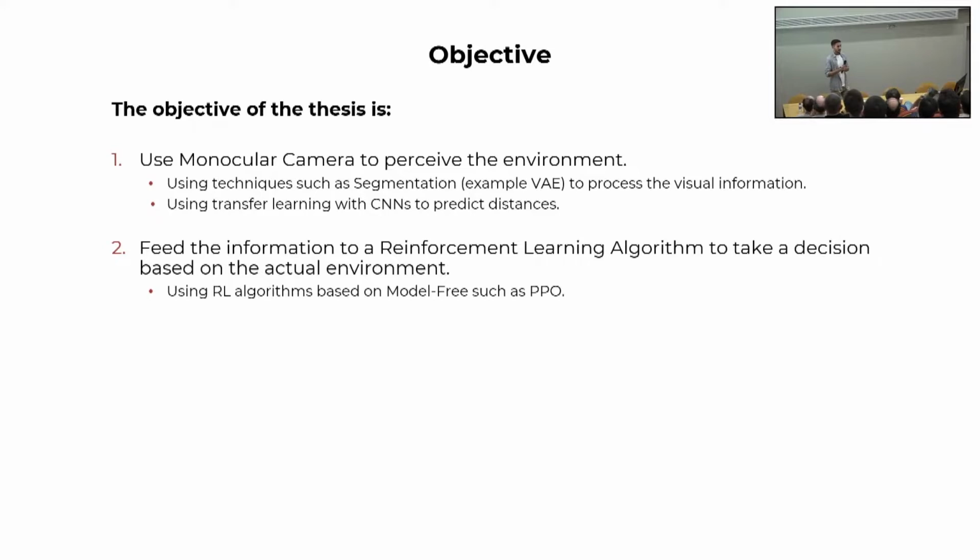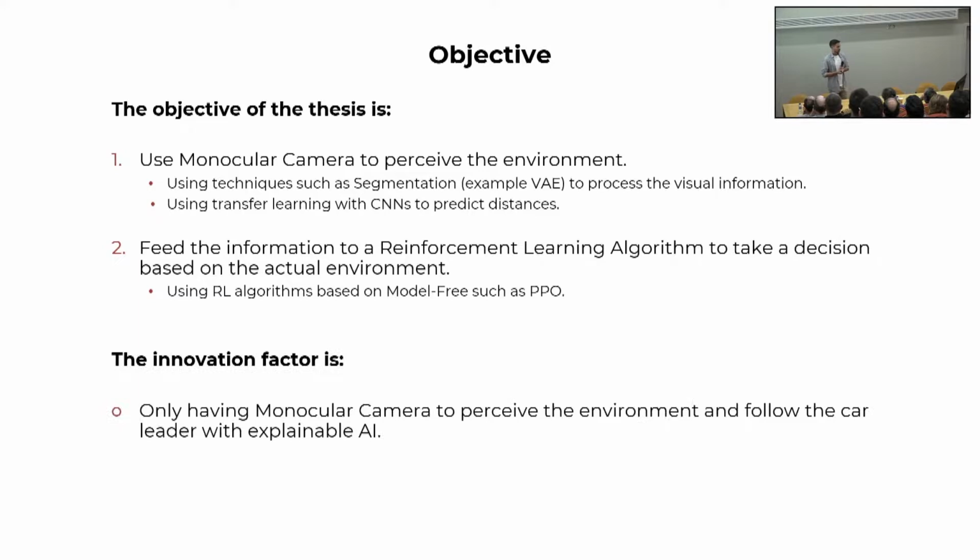So as I'm saying, we are going to have, in this case, two agents, one for each action. The innovation factor here is to only have the monocular camera to perceive the environment and follow the leader, using explainable AI. So we are going to be able to explain why our reinforcement algorithm is taking a certain decision. All of this is done in a simulator called CARLA.